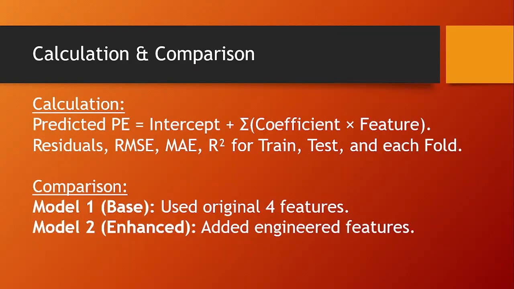These are the calculations done during the output derivations, in which predicted PE was derived as the intercept plus the sum of the product of coefficient and feature. Also, residuals, RMSE, MAE, and R squared for the train, test, and each fold were calculated. Model 1 was derived using the original four features and Model 2 was derived using the added engineered features.